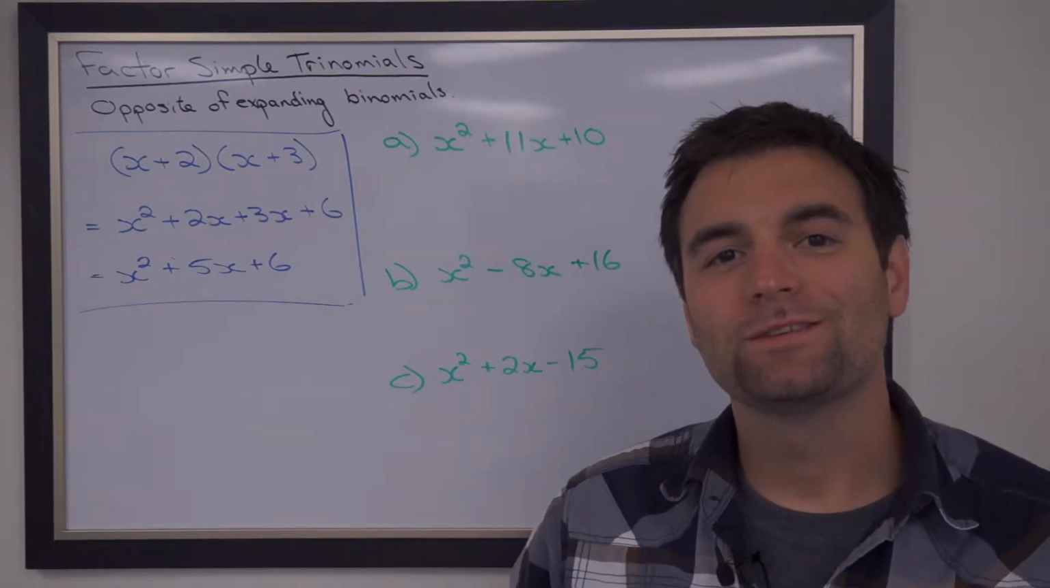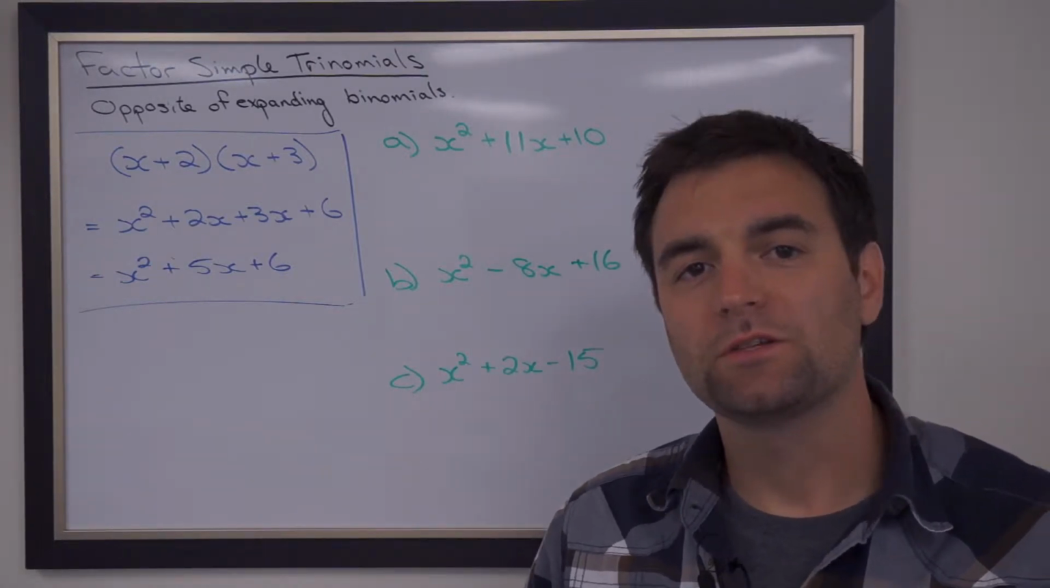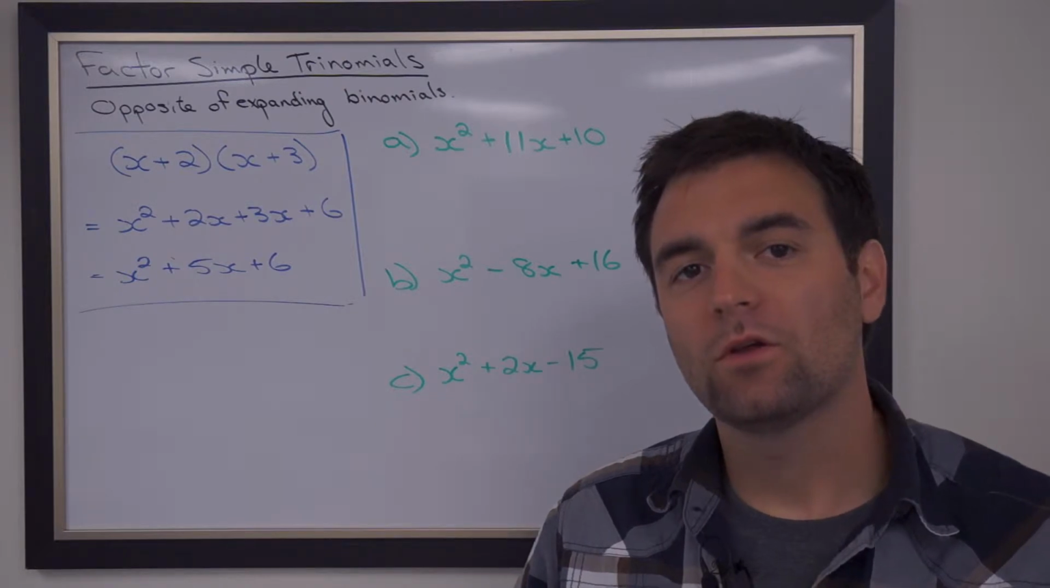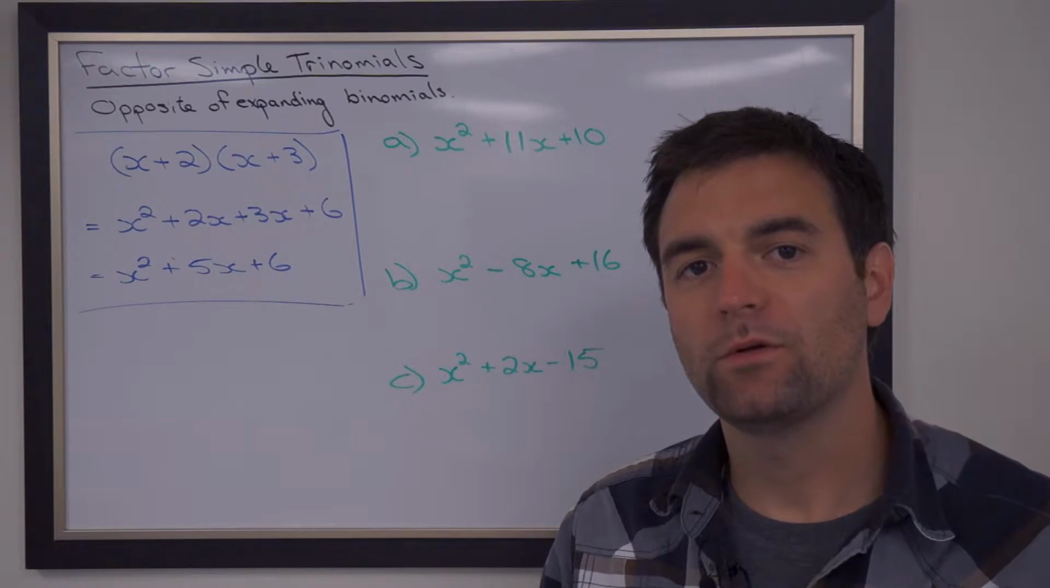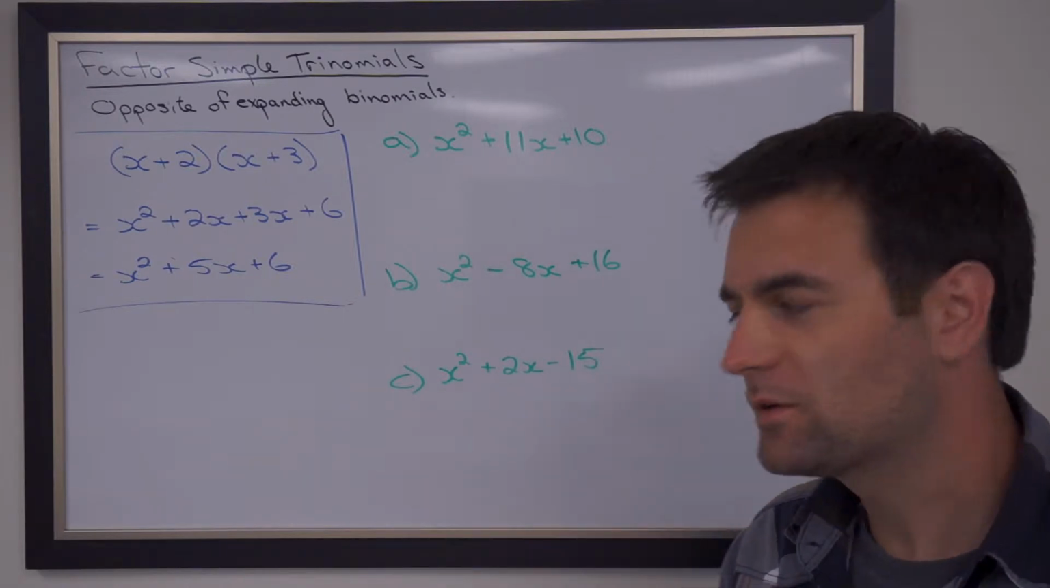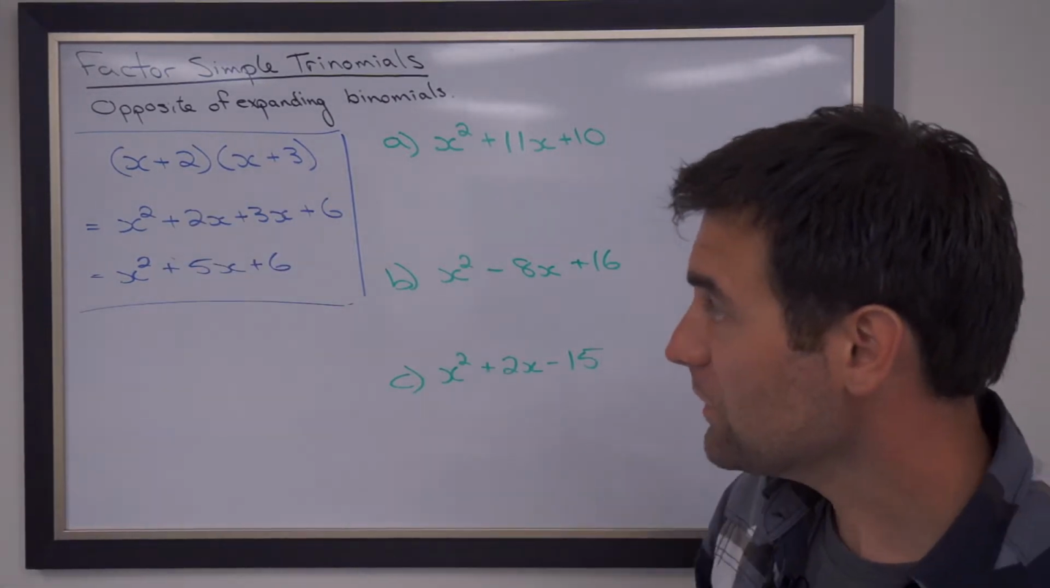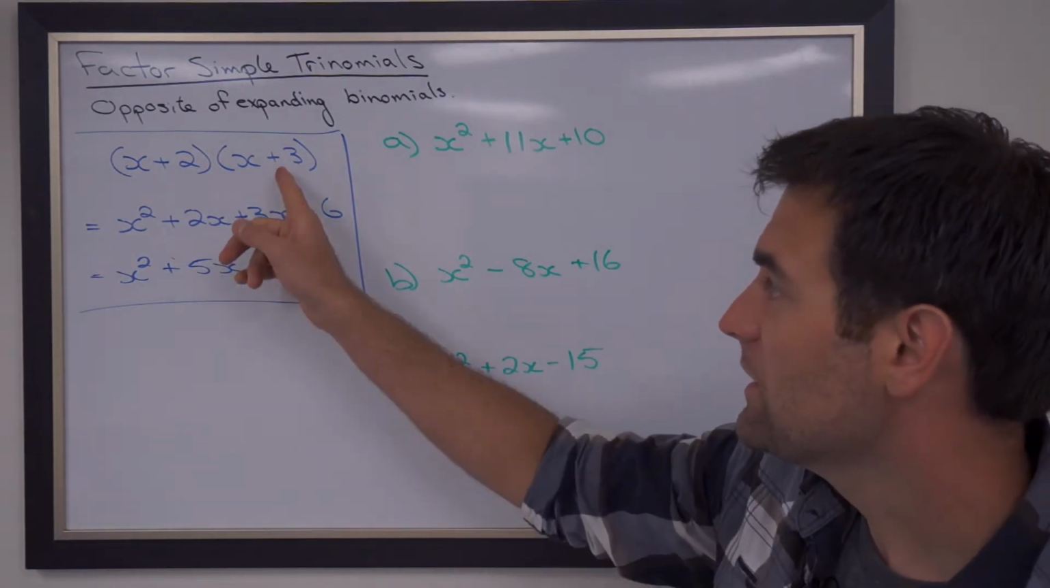Factoring simple trinomials is the opposite of expanding binomials using FOIL. So let's take a look at an example of expanding a binomial using FOIL to see what we can extract from there to factor these. I have x plus 2 and x plus 3.